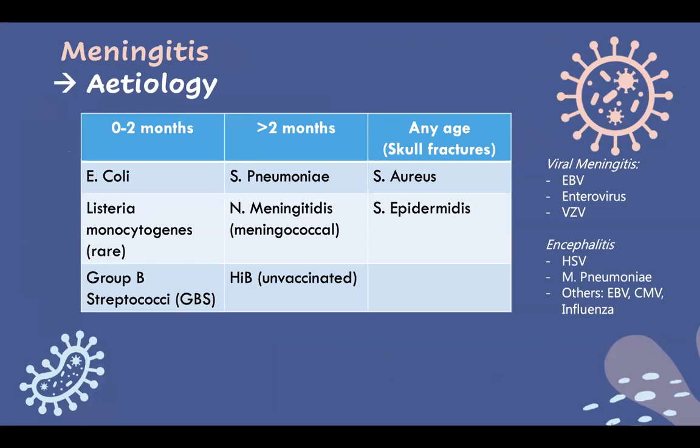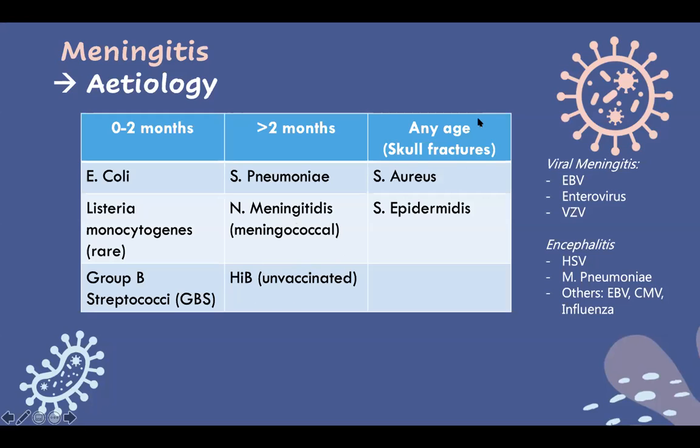When we think about what causes it, meningitis is mainly caused by a viral organism, so that being EBV, enteroviruses, or varicella zoster virus. However, when it is bacterial, it depends on how old the child is. So if the child is 0 to 2 months, it tends to be either E. coli, listeria, or group B strep. Greater than 2 months, we see Strep pneumoniae, Neisseria meningitidis, and Hib, particularly in those that are unvaccinated.